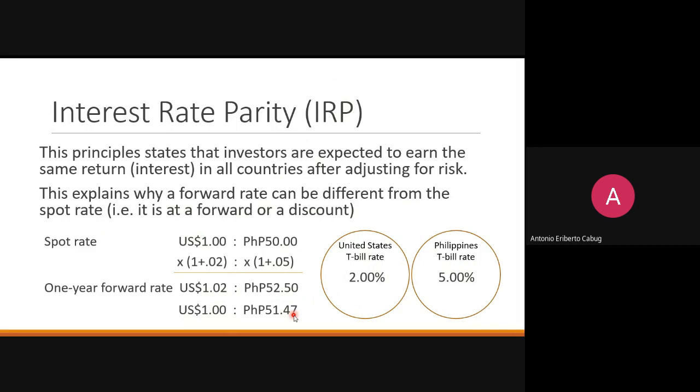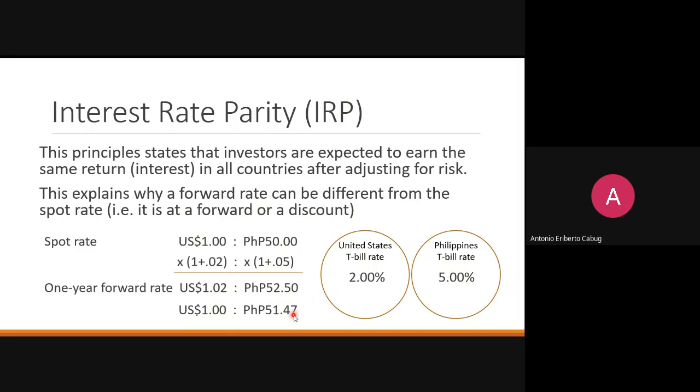Tagalugin ko. Sabi ng IRP, mag-invest ka man sa US, mag-invest ka man sa Philippines, hindi pa rin magbabago yon. Kahit magkaiba pang interest nila, sino ang mag-a-adjust? Mag-a-adjust yung forward exchange rate para maging pantay yung kita mo. Ngayon, paano kung pwede kang lumamang?